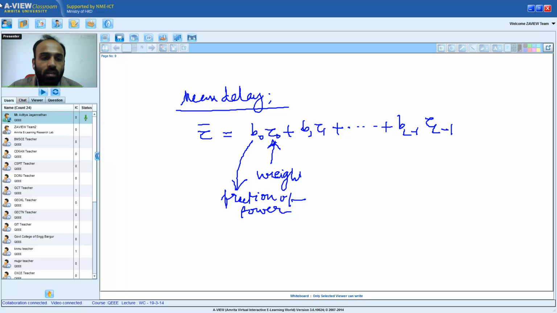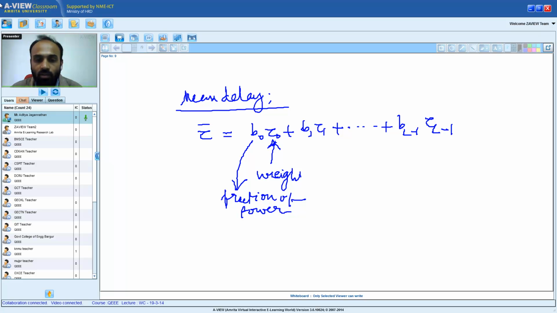right? So there was a question asking what Bi is called. I already defined Bi as the fraction of power in the ith path, and this term is used for calculating the mean delay, that is tau bar equals B0 tau 0 plus B1 tau 1 plus so on up to B(L minus 1) tau (L minus 1). Now this is the mean delay.